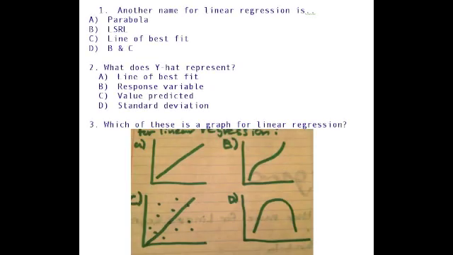And now, time for a quiz. The first question, 1. Another name for a linear regression is A, parabola; B, LSRL; C, line of best fit; or D, B and C. Number 2. What does y hat represent? A, line of best fit; B, response variable; C, value predicted; D, standard deviation. And last one, 3. Which of these following graphs represents linear regression?